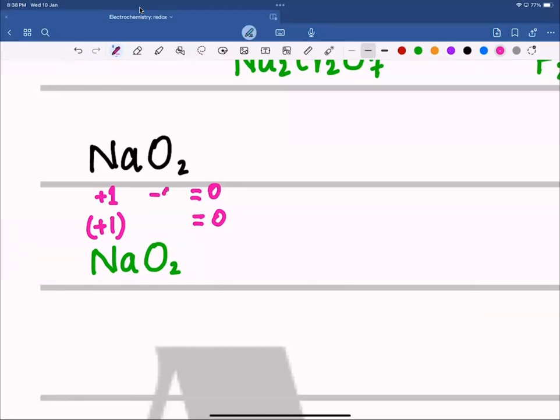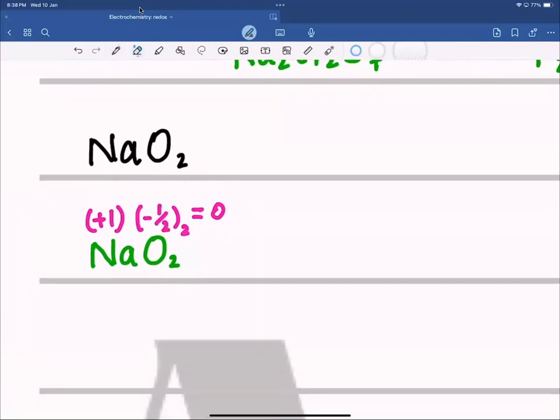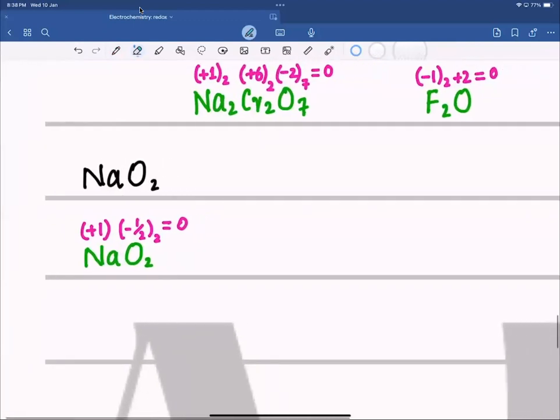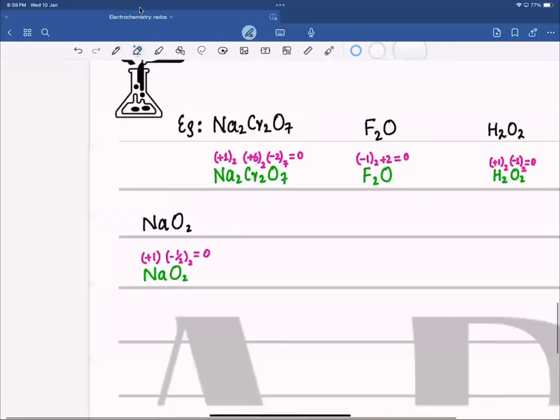-1. But if you see, how many oxygen atoms are here? 2. So if there are 2 oxygen atoms, then what will be the oxidation number on each oxygen atom? -0.5. So that's how we are able to identify the oxidation numbers of the elements in this compound correctly. Is this clear to all of you?